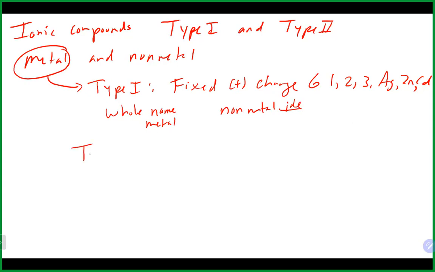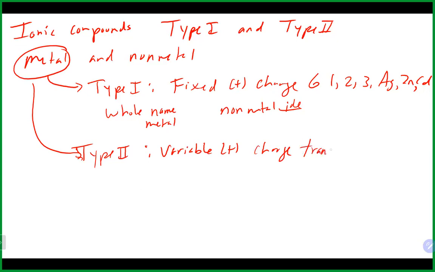For type 2, the difference is, again, the metal. That metal can have a variable positive charge, and that is usually a transition metal, or metals just to the right on the periodic table, where we have lead and tin and antimony. Because they have a variable positive charge, we do need to include in our name what the charge is on the actual metal.